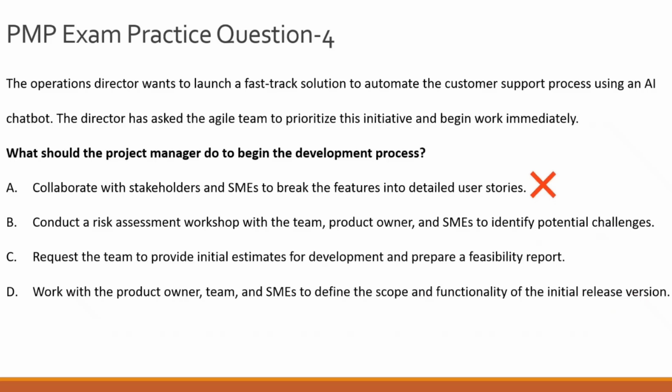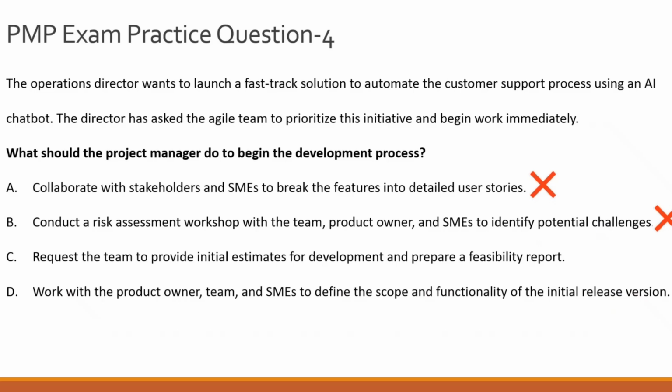Okay, so in this context, the focus is on defining the minimum scope required to deliver value quickly, which is the MVP, right? A detailed risk workshop would be more applicable in, let's say, a predictive project, which we have already discussed, where it is important to identify as many risks as possible at the very initial stages of the project. So therefore, option B, though it is valuable in a broader project management context, is not the best choice to begin the process in this agile scenario.